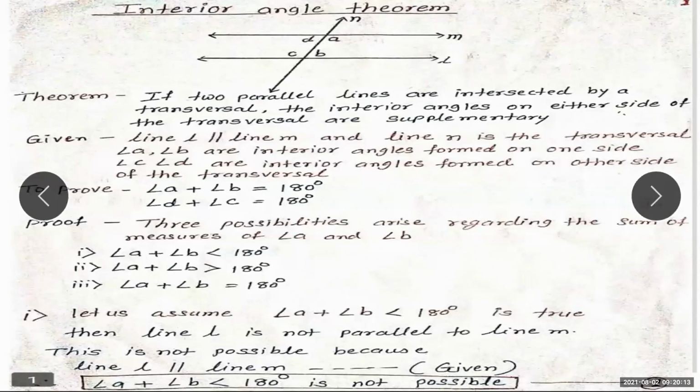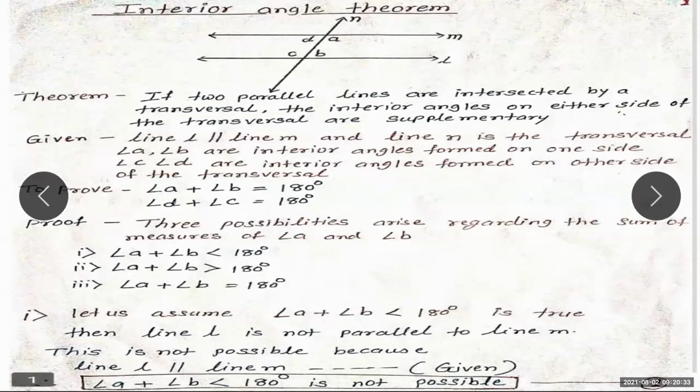No issues. Yes, student. So these are the three conditions. We have to assume that the pair of angles is less than 180 degrees, or the same pair of angles is greater than 180 degrees, or either it is equal to 180 degrees. Now take one by one.